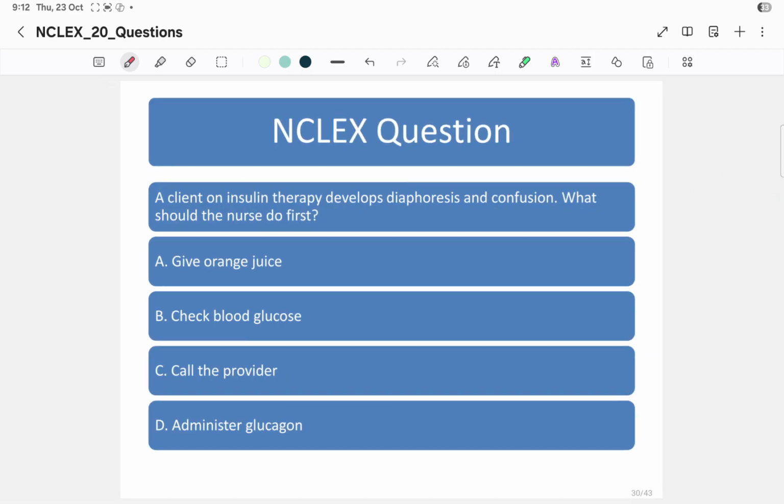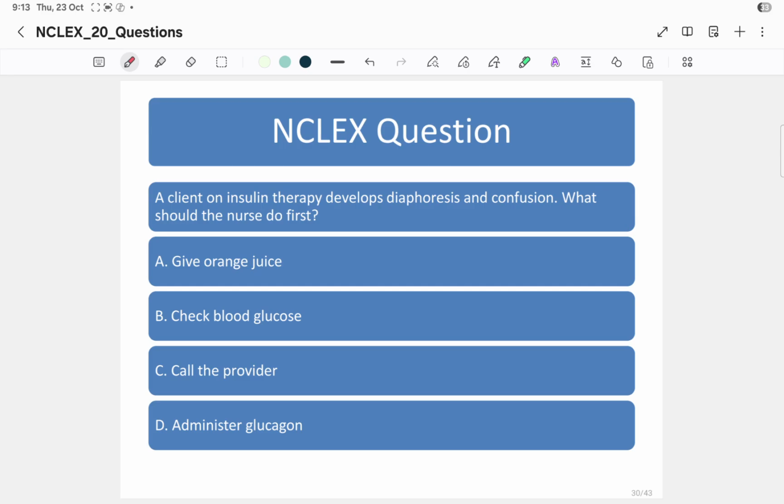A client on insulin therapy develops diaphoresis and confusion. What should the nurse do first? A. Give orange juice. B. Check blood glucose level. C. Call the provider. D. Administer glucagon.